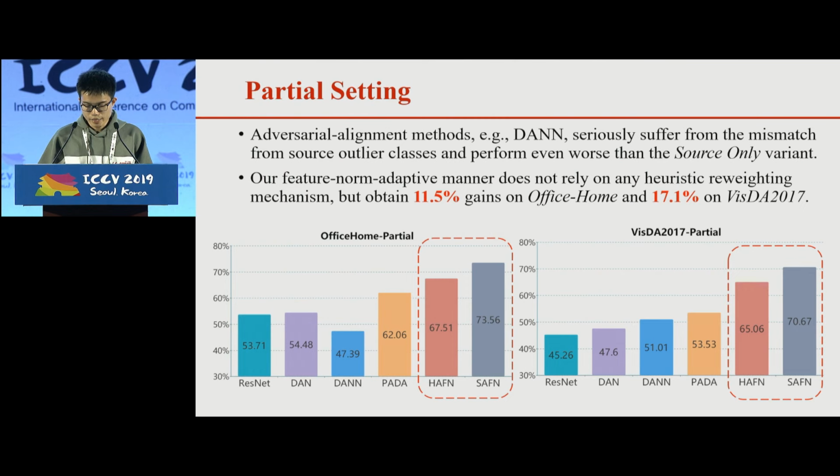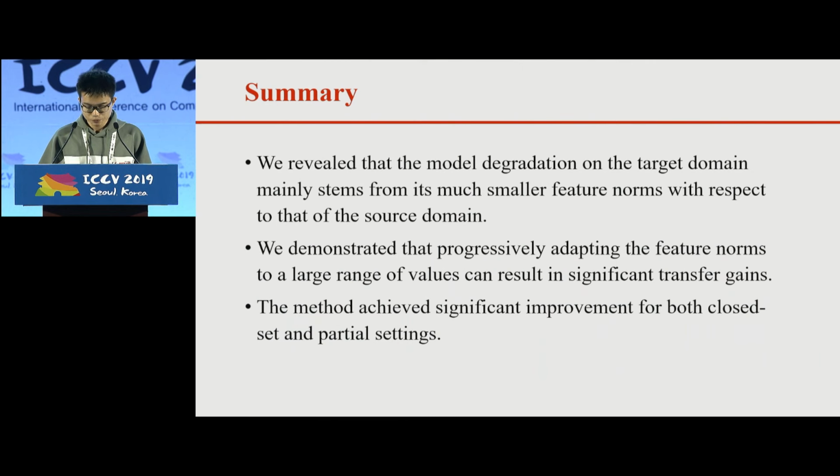Under the partial setting, our feature norm manner does not rely on any reweighting strategy, but achieves significant improvement above the stability R. Here is the summary of our work.